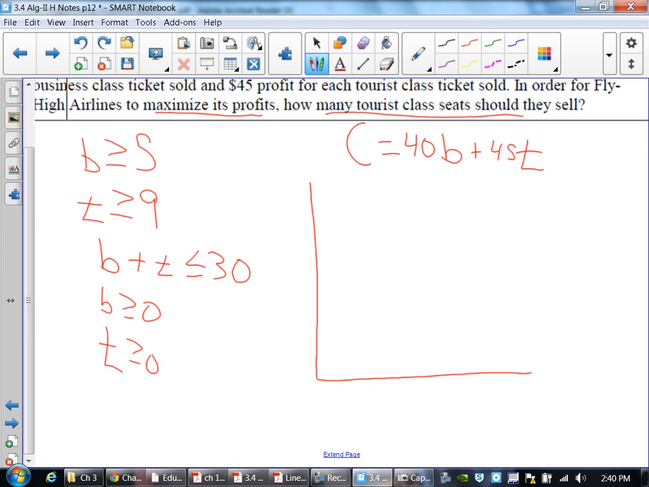I'll put B on the X, T on the Y. So if B equals 5, is that a horizontal or vertical line? Well, you had 50-50 chances. You spoke up. You were wrong. So if B is on my x-axis, it's a vertical line through 5. On the other hand, T would be a horizontal line through 9.